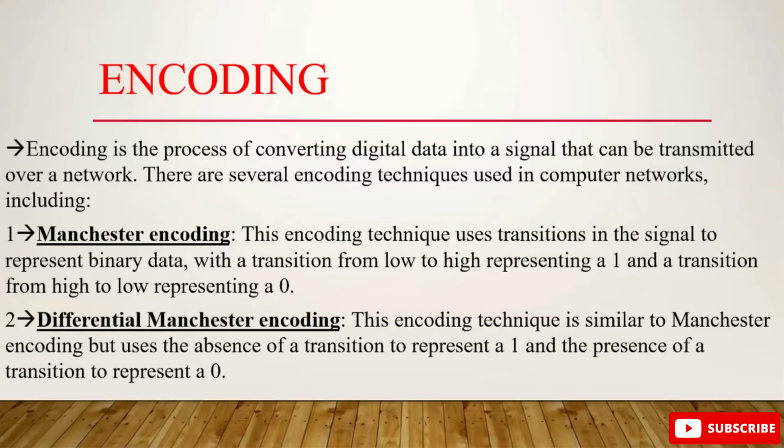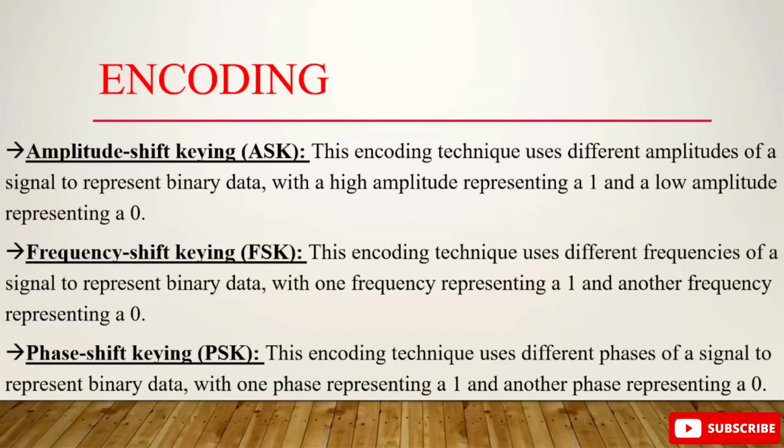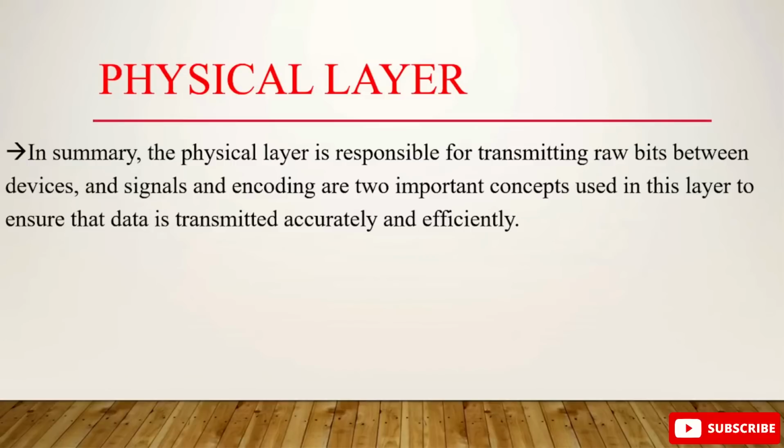Encoding. Encoding is the process of converting digital data into a signal that can be transmitted over a network. There are several encoding techniques used in computer networks, including Manchester encoding, differential Manchester encoding, amplitude shift keying, frequency shift keying, and phase shift keying.